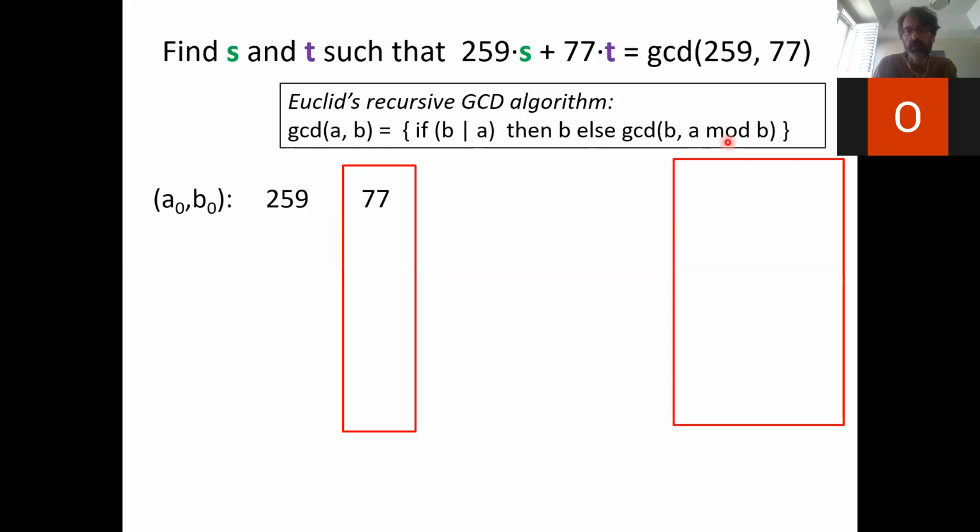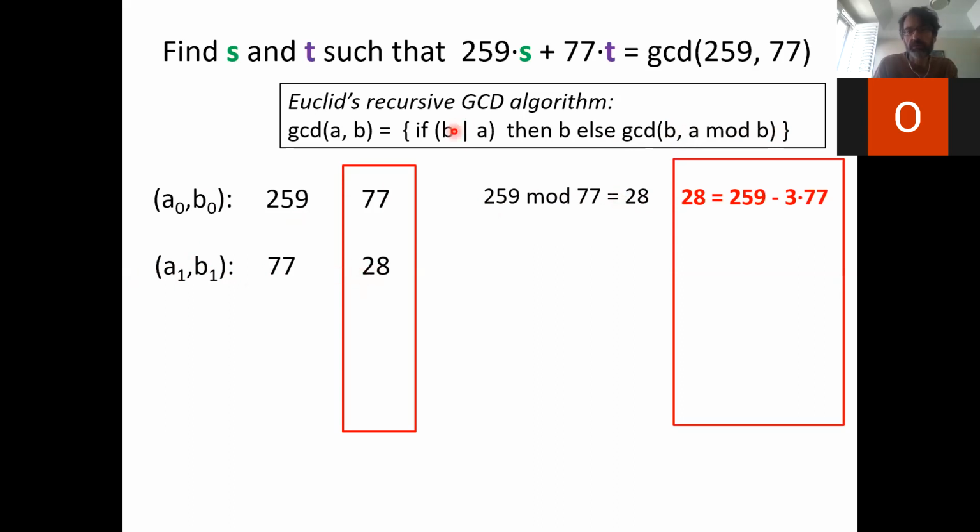So what are they? We have to just compute A mod B. What's 259 mod 77? It's 28. The reason is that the following equation holds: I subtract multiples of 77 from 259 until I get something in the range between 0 and 76. So this is a remainder. I can fit 3 multiples of 77 into 259, and this is the equation. So in the first recursive call, A1 is the previous B, B0, so this 77 just got copied here. And B1, the B of the first recursive call, is 28, because 28 is A mod B.